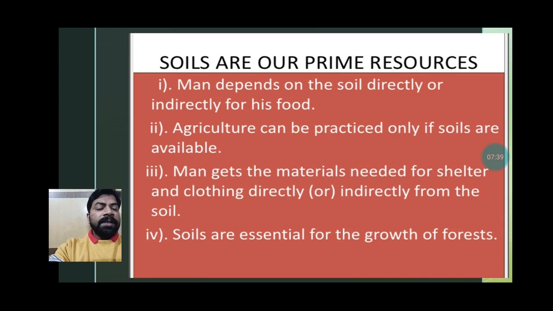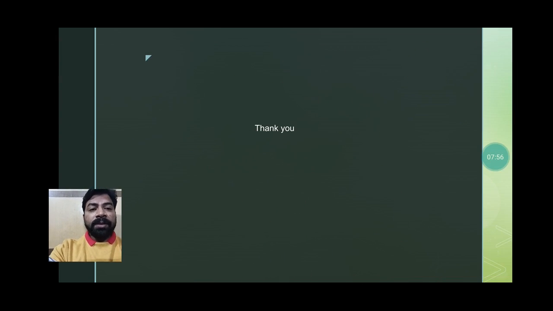Man gets the material needed for shelter and clothing directly or indirectly from the soil, because the cotton which we grow comes from the soil. Soils are essential for the growth of forests also, and from forests we get many valuable things. So we understood here the importance of soil and the conservation of land.